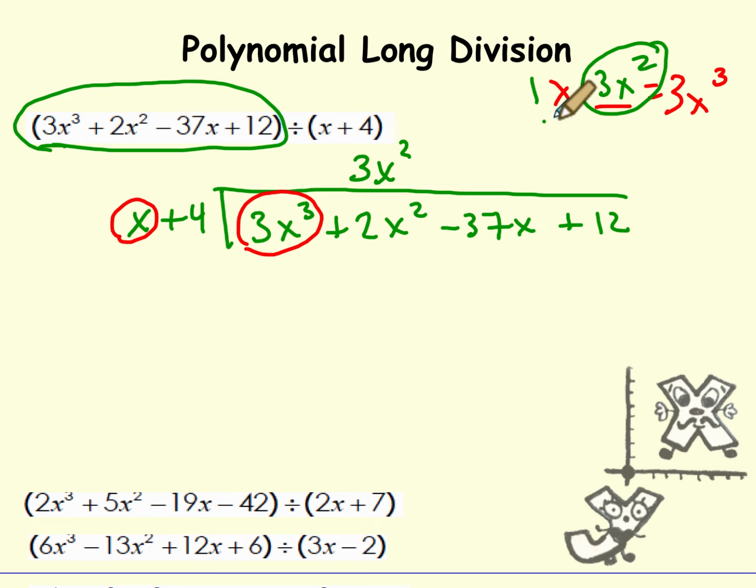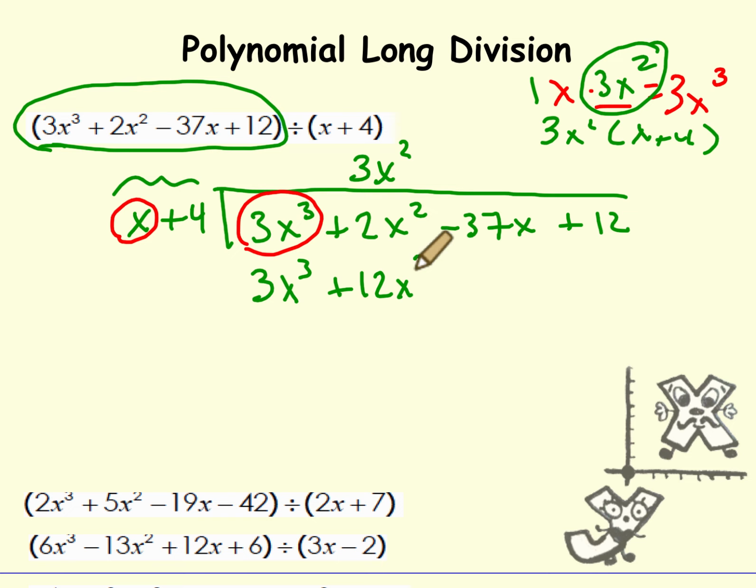I'm going to take that 3x squared and multiply it by my divisor, x plus 4, using the distributive property. 3x squared times x gives me exactly 3x cubed. 3x squared times 4 gives me exactly 12x squared. Now, just like with long division, I subtract. Here's the catch: you have to remember you're subtracting all of the expressions. So 3x cubed minus 3x cubed makes 0. 2 take away 12 is negative 10x squared.